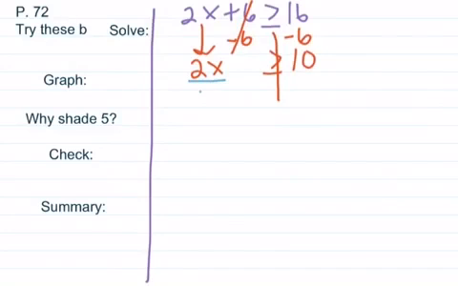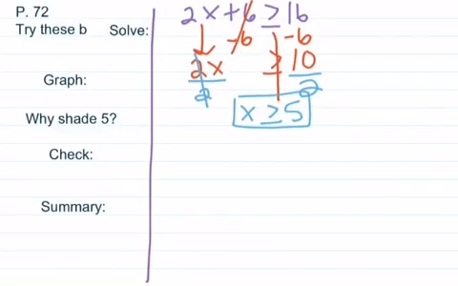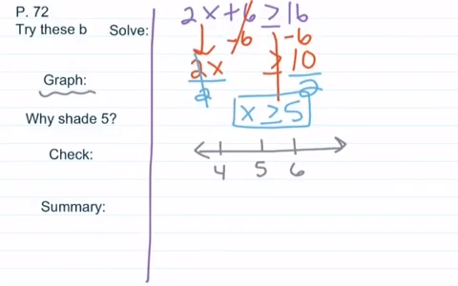Now I'm going to divide by 2 because I want x alone, so I split these into two groups. Same thing on the right. I end up with x is greater than or equal to 5. So I've just solved this inequality. Now we're going to graph it. I'm going to draw my number line and put 5. One greater than 5 is 6, and one less than 5 is 4.